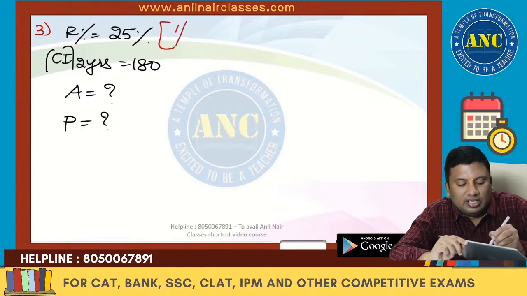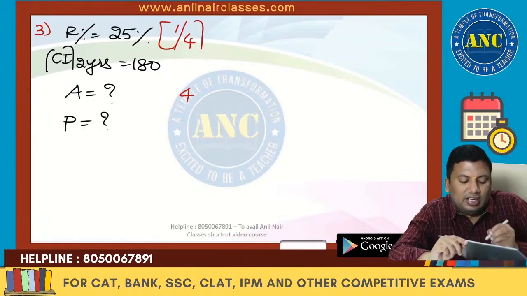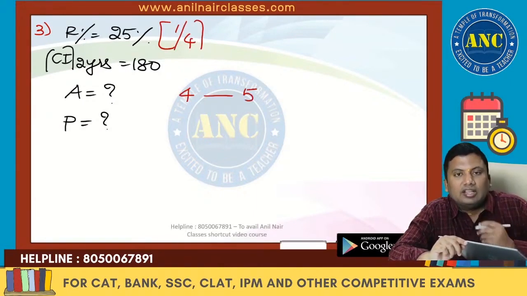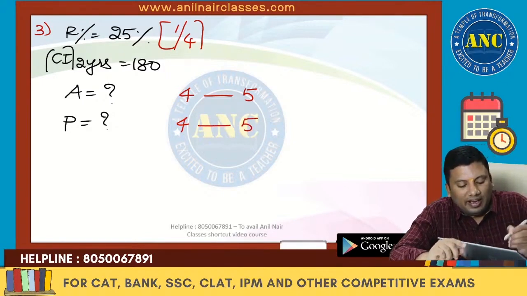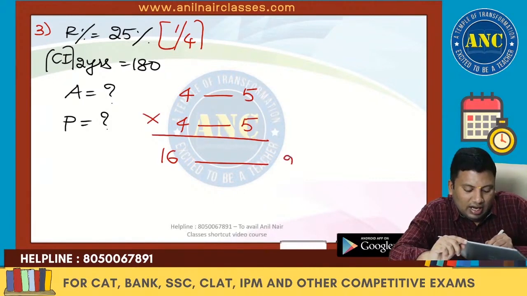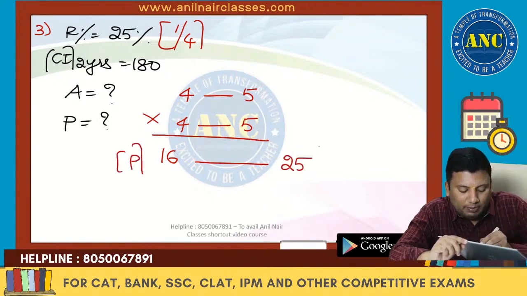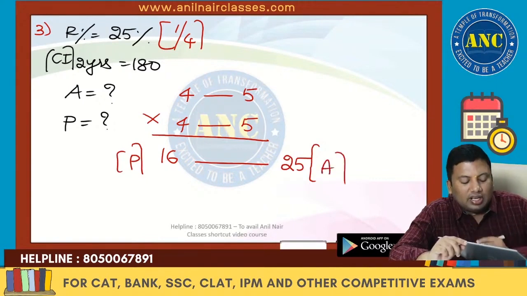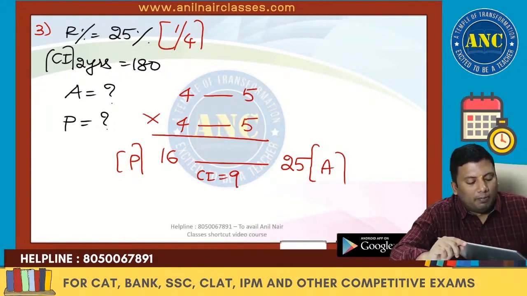25 percentage is 1 by 4. Denominator always represents the initial value. 4 with 1 increase, it is 5. This is for the first year. Second year also it is 25, 4 is nothing but 5. So one event after another event. This is 16 and it is 25. The initial value represents the principal, the final value represents the amount. Change is nothing but 9, which is compound interest.